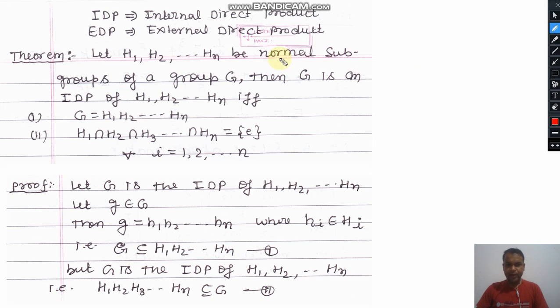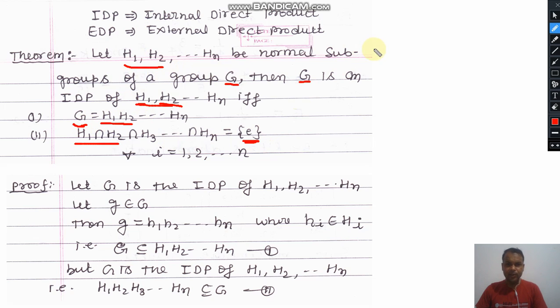During the last lecture, we proved a theorem in which we took two elements H1 and H2 as normal subgroups of a group G. This G was written as the internal direct product of H1 and H2. Then we proved that G is equivalent to H1 H2, and the intersection of H1 and H2 has only a single element, the identity, which is the element of group G. We have proved this theorem for these two elements.